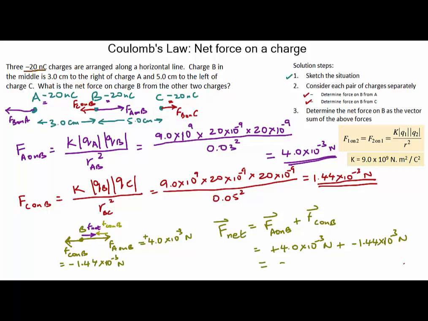And that ends up being 2.56 times 10 to the negative 3 newtons. Or back down to our two significant digits, this would be simply 2.6 times 10 to the negative 3 newtons, which is a positive value. So this is acting to the right as shown here.